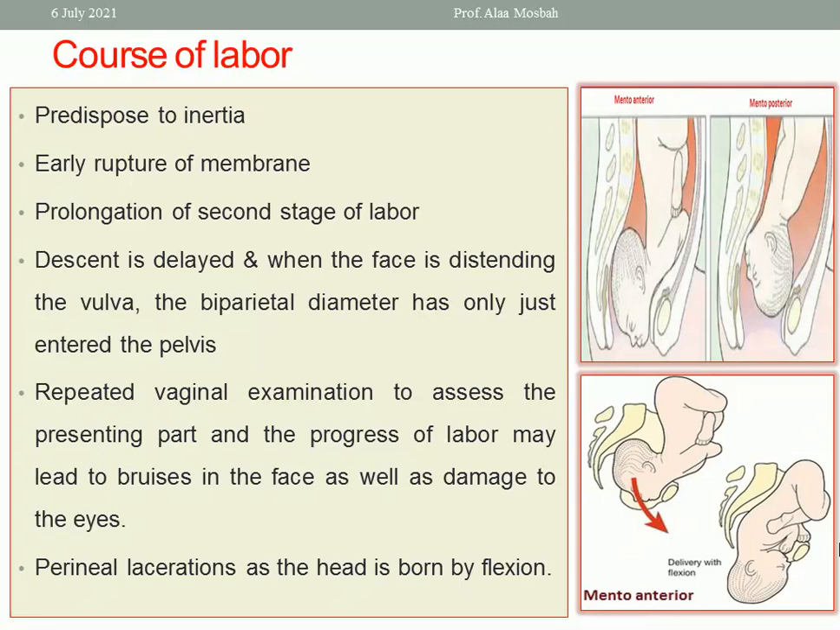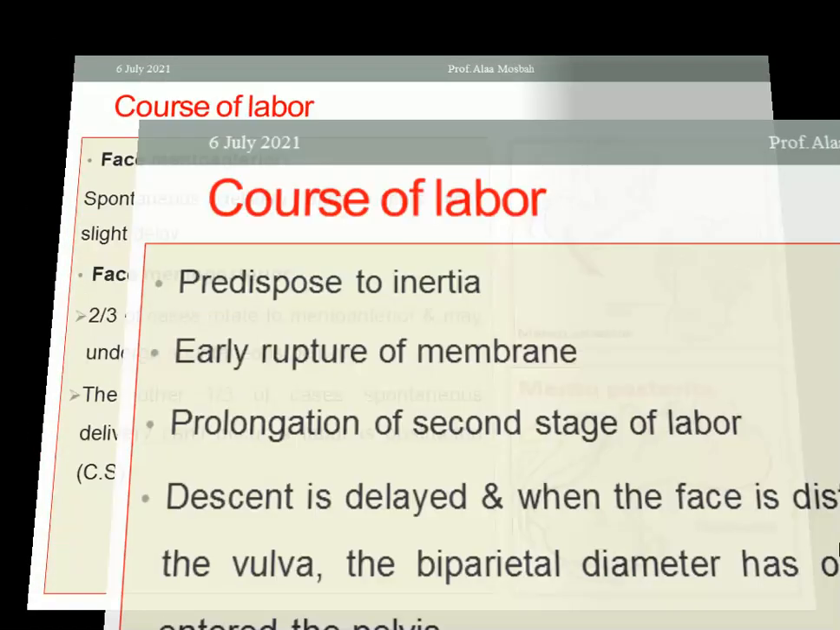Repeated vaginal examination to assess the presenting part and the progress of labor may be injurious to the baby, leading to bruises, ecchymotic patches in the face, as well as damage to the eyes. So be gentle and be careful while you are doing vaginal examination in a case with face presentation. Perineal laceration: the head is borne by flexion, so there is distension in the perineum and may cause perineal laceration.